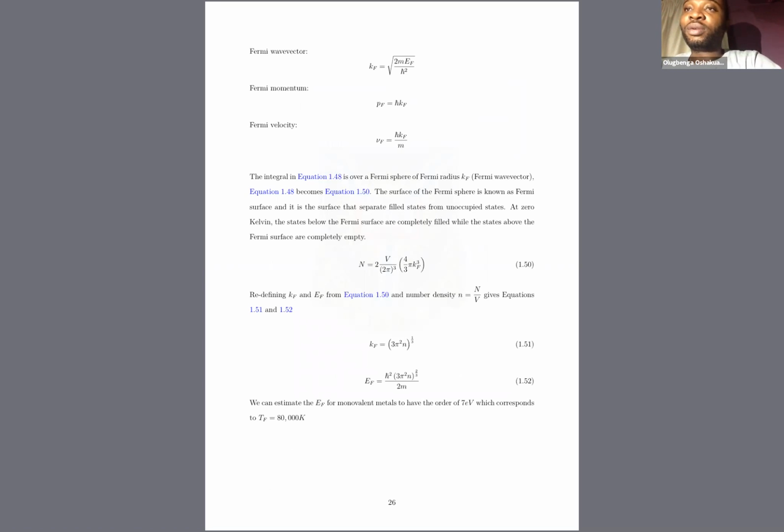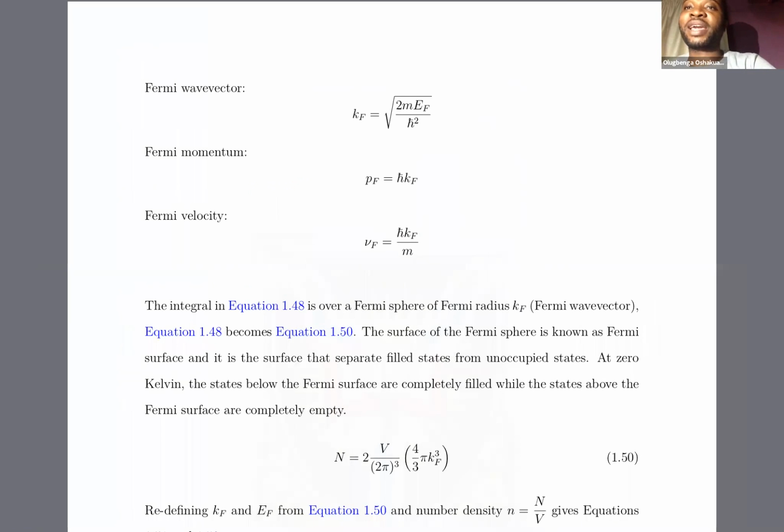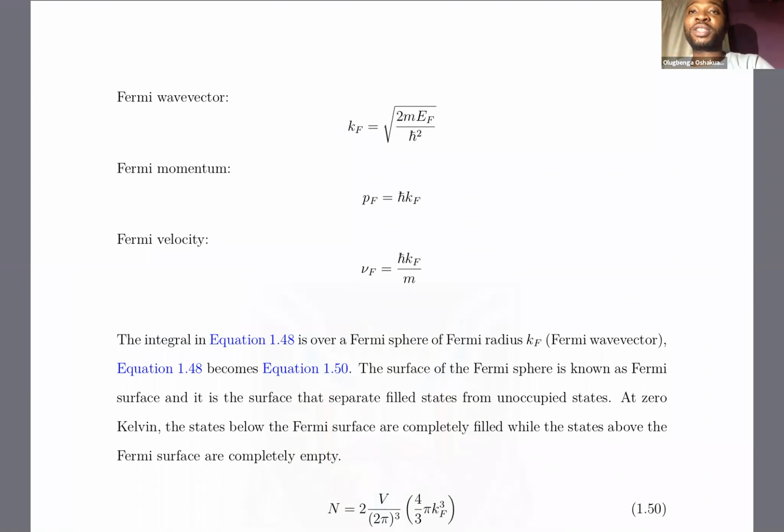In the last class we spoke about different types of Fermis you can encounter along the line while trying to study this course, which includes Fermi surface, Fermi sphere, and on this page I have 3 types of Fermis: Fermi wave vector, Fermi momentum, Fermi velocity. But there is nothing really strange about these Fermis.